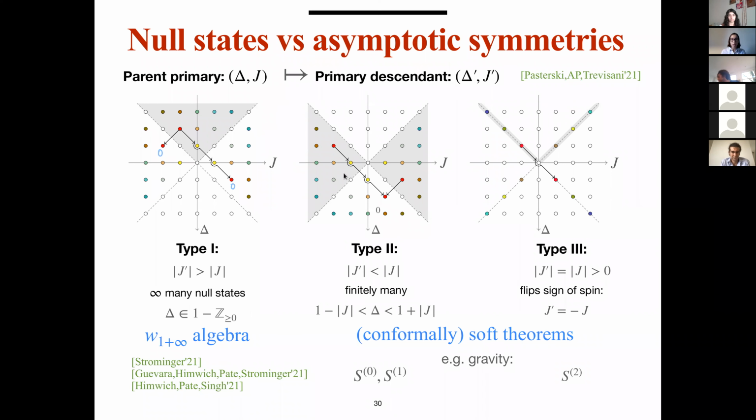So for example, you have two primaries that descend to the same primary. This is the case where we'll have the leading and the subleading soft graviton theorem. There's also a sub-subleading soft graviton theorem, which I haven't shown you, but this corresponds also to a value of conformal dimension, which appears in these conformal multiplets, and it's of this degenerate type. Okay, so this was just to give a flavor of the structure of multiplets in celestial CFT.